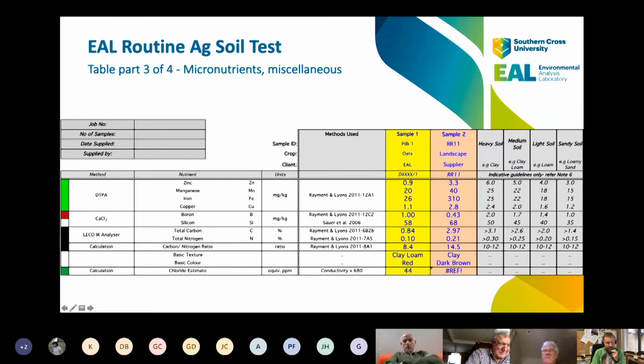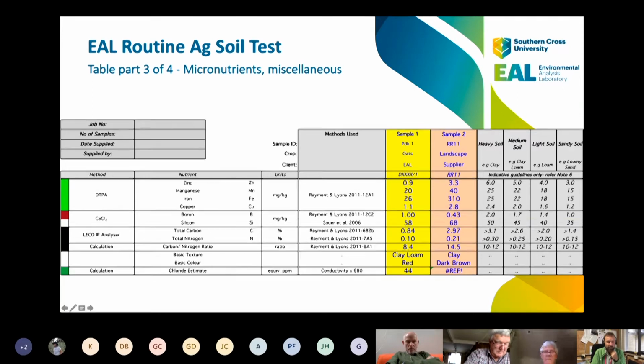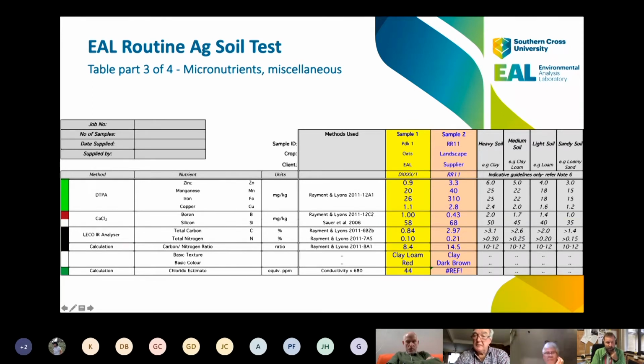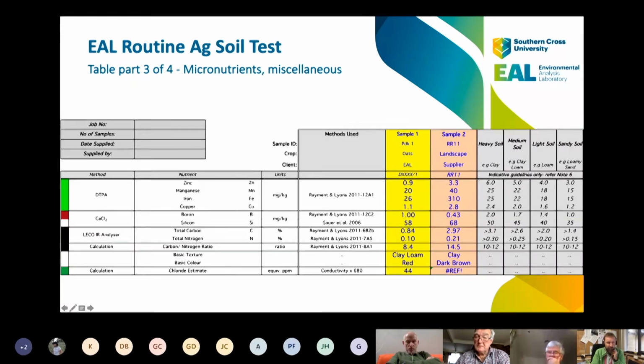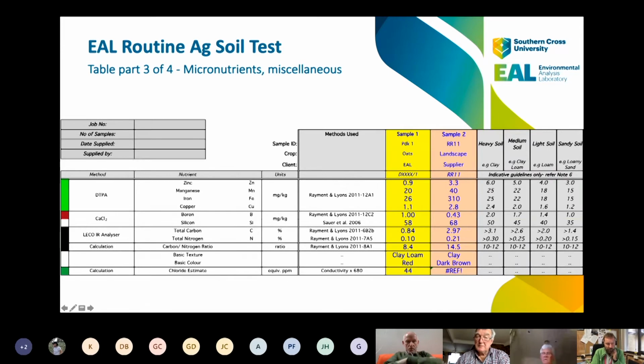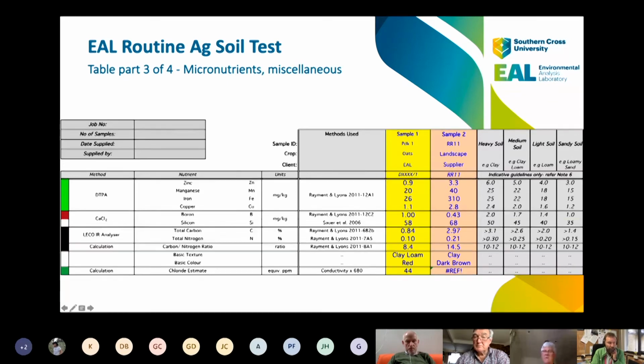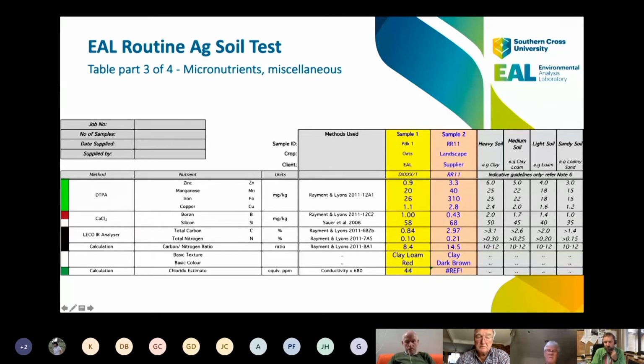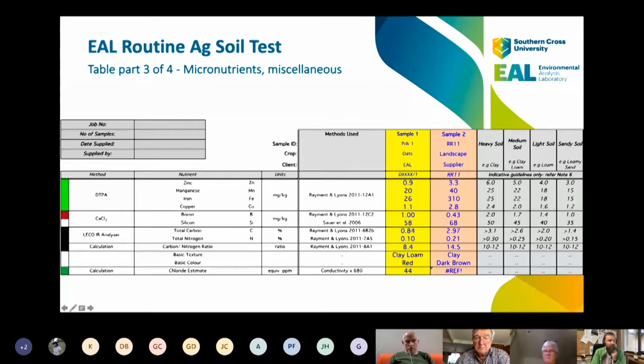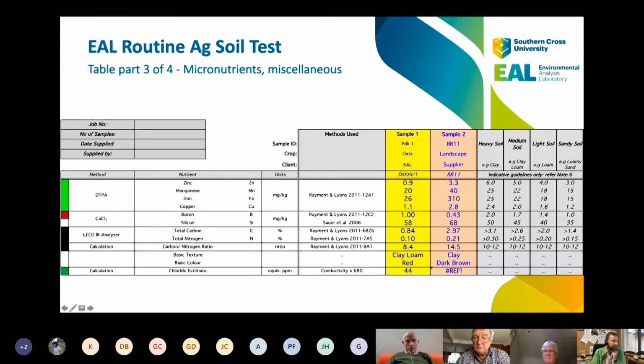We have a basic description there, clay loam, clay, and that's really just an estimate to give you some idea on what your soil type is, but really you should know that information. It's not up to us. It's just something we have there to give you a little bit more information. Chloride estimate is just based on your conductivity to give you some idea there on what your chloride estimate is. It's your conductivity times 680 and your conductivity in that unit. So it's just, instead of doing a separate chloride test, you can get some idea on whether your chloride may be elevated there.